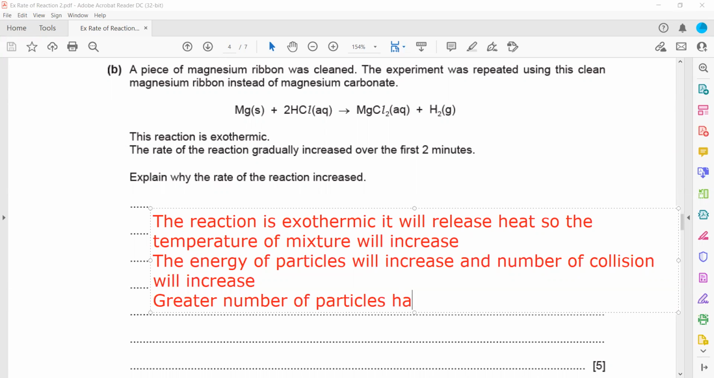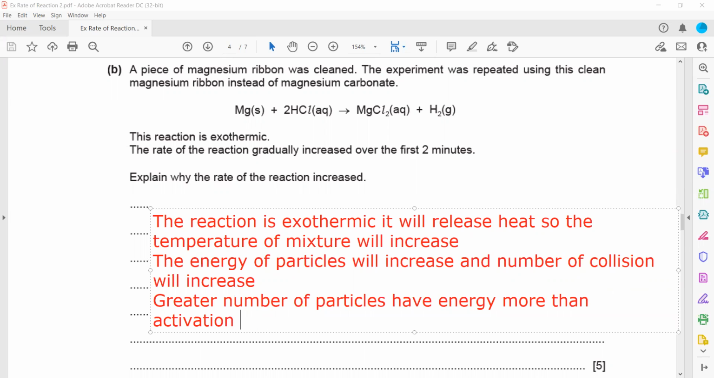that have energy more than activation energy. So a greater proportion, a greater number of the particles will have energy more than activation energy.